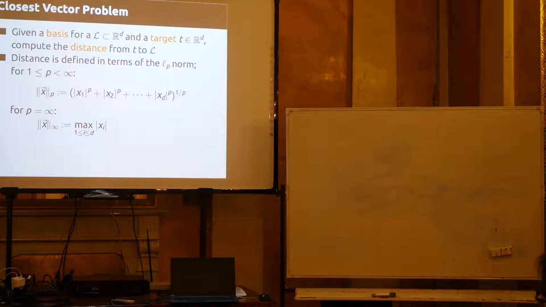And we can define the closest vector problem, or CVP, in terms of the LP norm as well. For every p from 1 to infinity, we can define CVP as: I give you a basis, I give you a target point, find me the closest point with respect to this distance, LP. When we're talking about Euclidean distance, we're talking about CVP2.